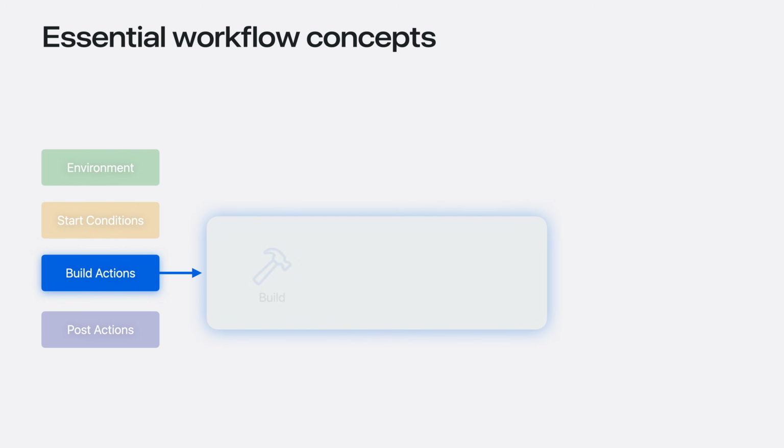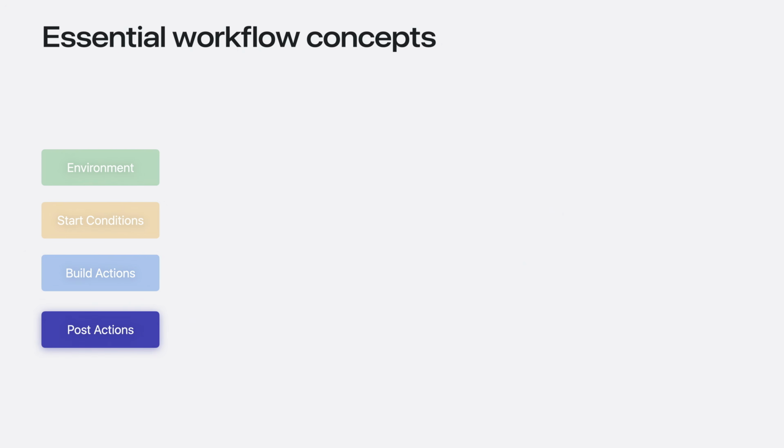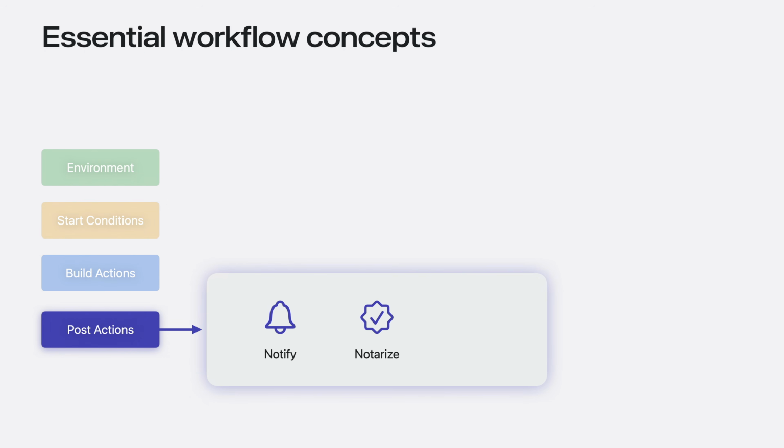Build actions describe what you want Xcode Cloud to do with your source code, and a workflow can be configured with one or more of them. You can choose to build your app, run tests, analyze, or archive your app to prepare it for distribution. And finally, post actions define what happens after your build actions have completed running. You may want to notify your team over Slack when your build is completed, or do something with an archived app, like notarize it, or distribute it to TestFlight.